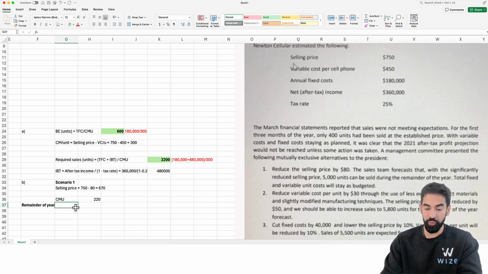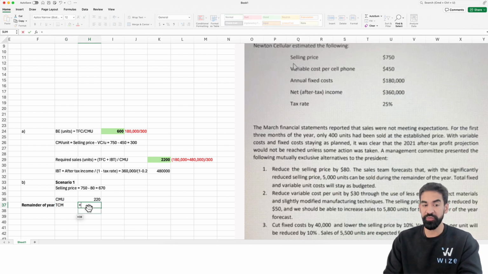What will be my total contribution margin? For the remainder of the year, it's going to be this contribution margin per unit, 220, times how many units? Times 5,000, right? Because for the rest of the year, it says 5,000 units can be sold during the remainder of the year. So in the remainder of the year, I'm going to make this much, 220 times 5,000.